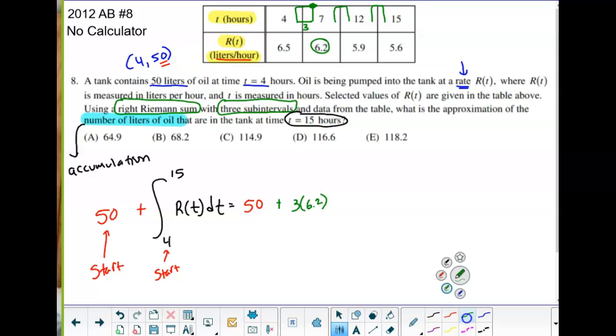And then it says 3 subintervals, so now I have to do the next one. The distance between 7 and 12 is 5, and its height is 5.9. And then the difference between 12 and 15 is 3. And its right Riemann sum height is 5.6.